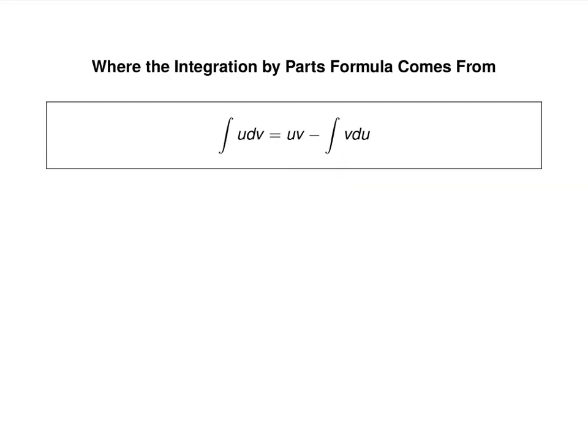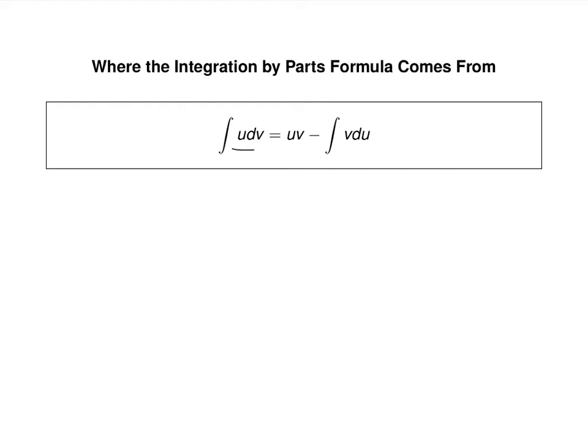So we have this integration by parts formula that tells us that the integral of u dv is uv minus the integral of v du. Now, roughly speaking, you can think about u as an original function and dv as being the derivative of some other function. And this formula allows us to manipulate the integrand on the left into the thing on the right. So let's show you where that comes from to start.